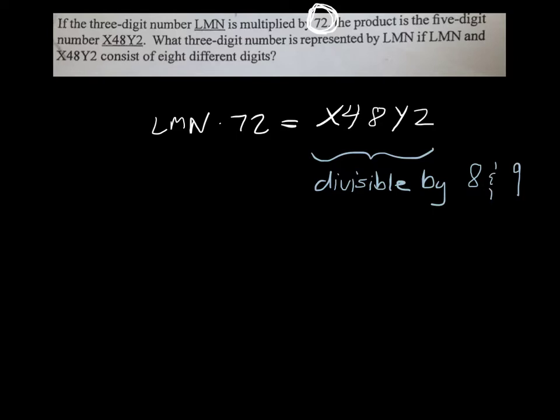Now, you told me the divisibility test for 8. What's the divisibility test for 8? It's the last 3 digits. The last 3 digits. So we need the number 8y2 to be divisible by 8, because those are the last 3 digits.